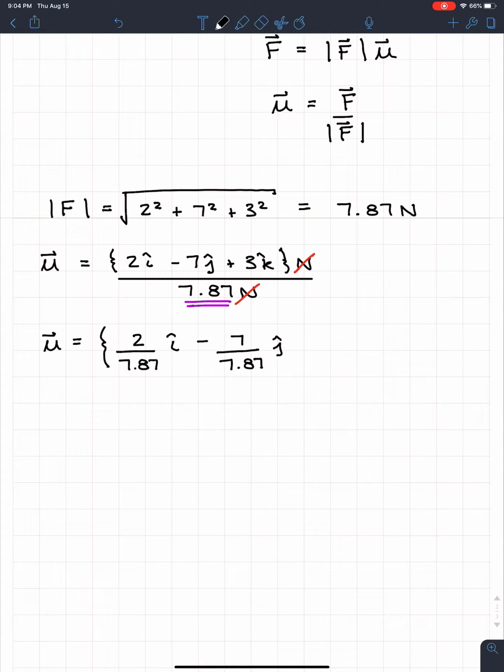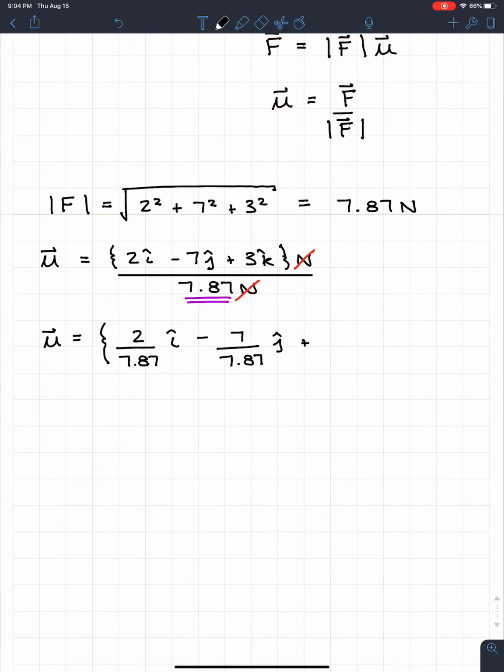And then plus, is it plus 3? Yeah, plus 3 divided by 7.87. And this is in the K direction. So that right there is our unit vector.